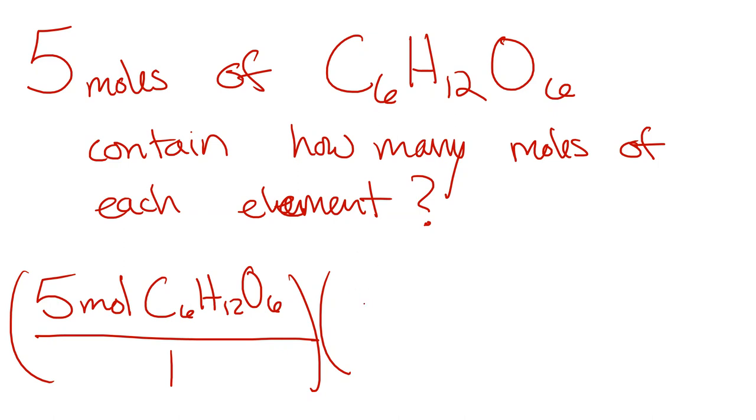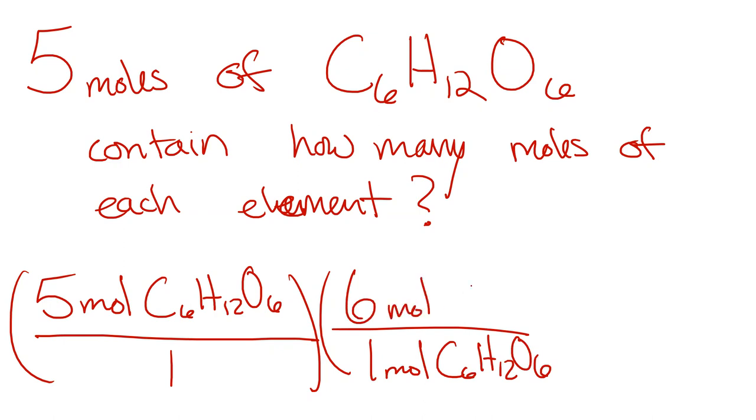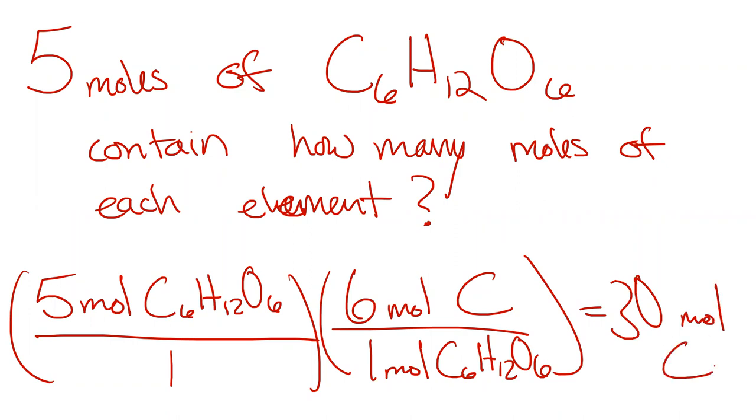Okay. It is literally 1 mole of C6H12O6 to 6 moles of carbon, so 30 moles of carbon. 1 mole of glucose contains 6 moles of carbon, 12 moles of hydrogen, and 6 moles of oxygen. So 5 moles of glucose contain 30 moles of carbon, 60 moles of hydrogen, and 30 moles of oxygen. And it can be that straightforward.